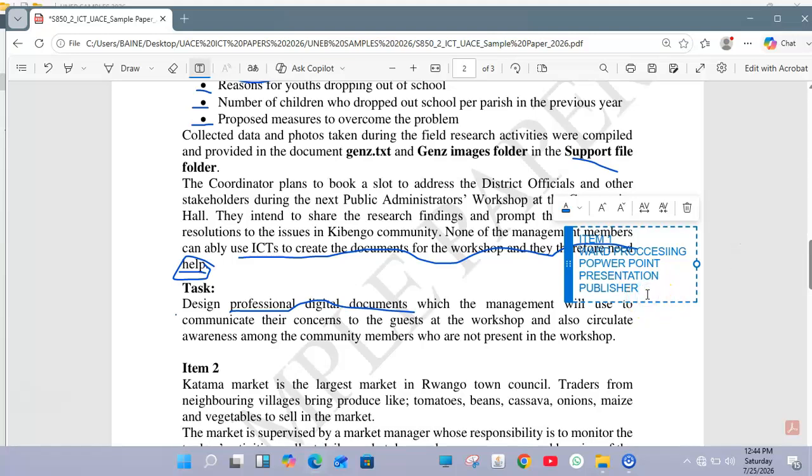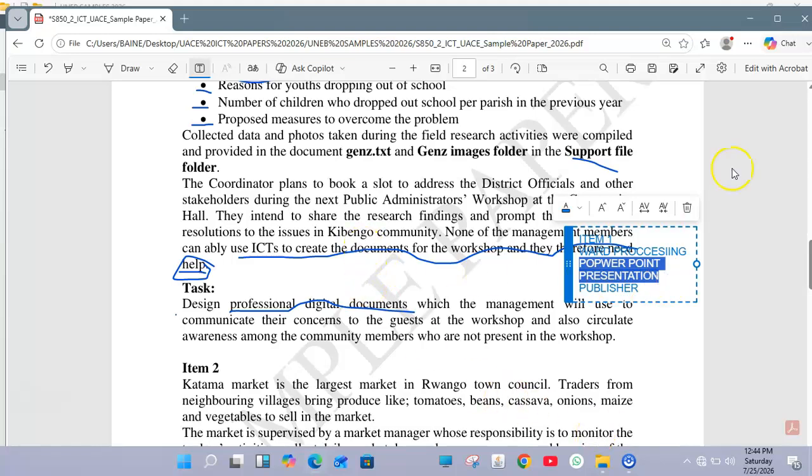In this approach, we are going to use two approaches. You are supposed to use at least two to three Microsoft tools, but for us we are going to use Microsoft Word processing and Microsoft PowerPoint presentation. Then we shall see how we can do it.